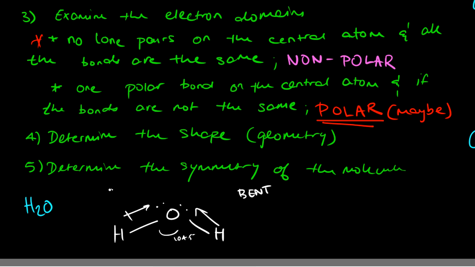So see, in this case, you might ask yourself, well, both bonds are the same. Why is it not nonpolar? Well, this is why, because there are two lone pairs which cause the structure to be bent. If the two lone pairs did not cause the structure to be bent and it still stayed linear, then it would be nonpolar, because if it's linear, then it's stating more or less that the electron pairs are canceling each other out.